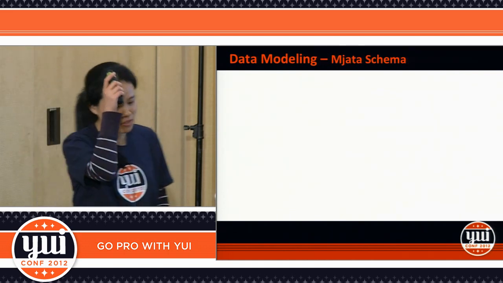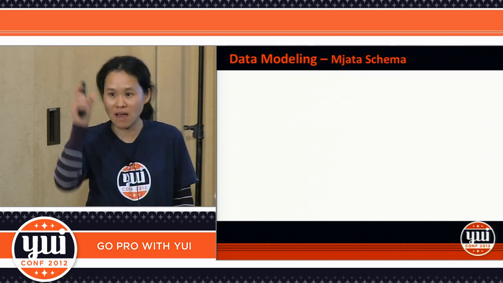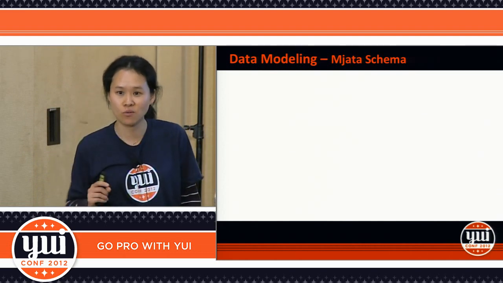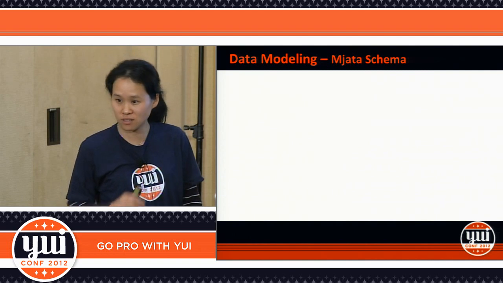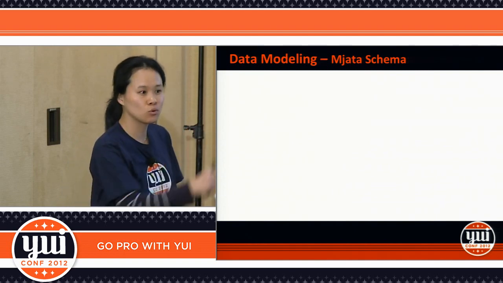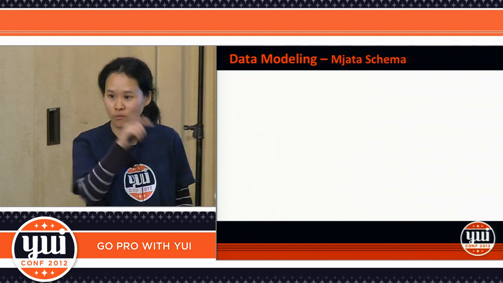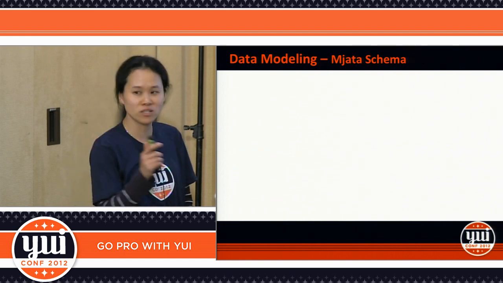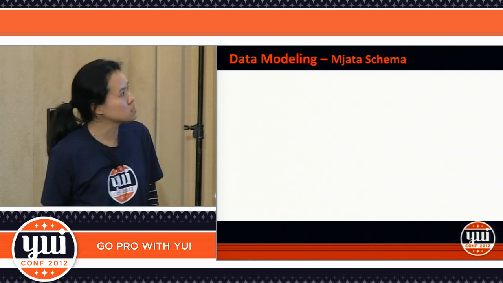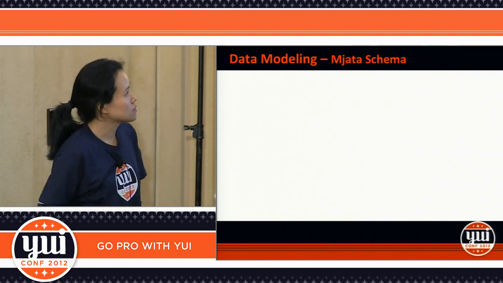If you think about just going with the YUI model, we had that beautiful ATTRS, right, where you can list out all the attributes you want to declare. But in the case of quotes, you have 100. How would you do that? You're going to write them all by yourself? No, you don't want to do that. So what we introduced here is the Mjata schema, which helps you.